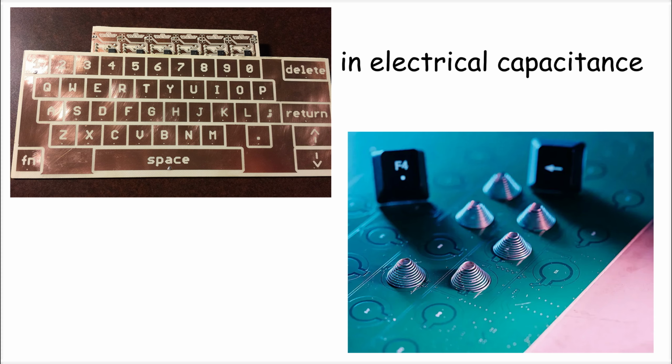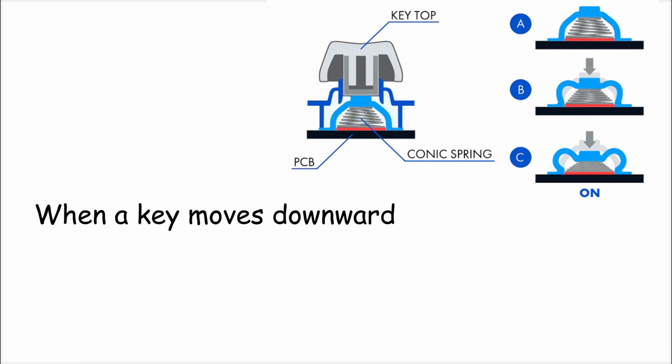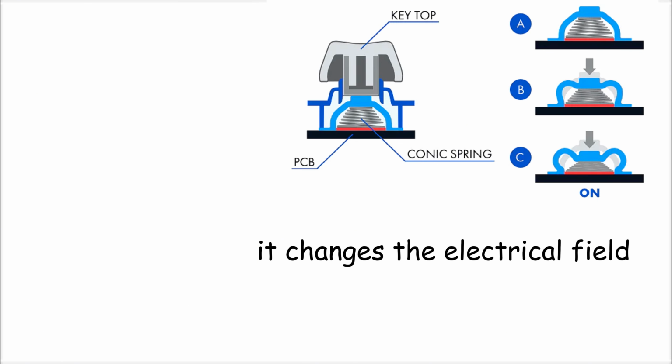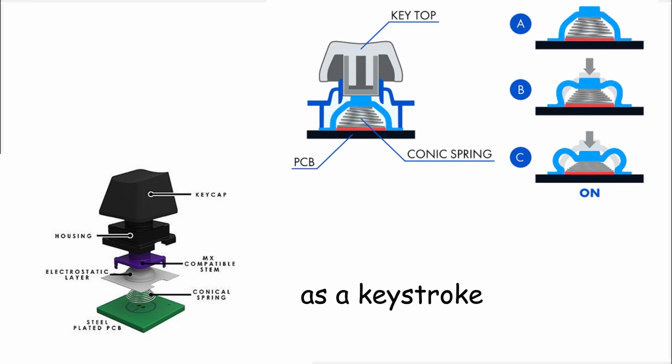Capacitive keyboard. A capacitive keyboard detects key presses by measuring changes in electrical capacitance rather than direct physical contact. When a key moves downward, it changes the electrical field between components on the circuit board. This change is interpreted as a keystroke.